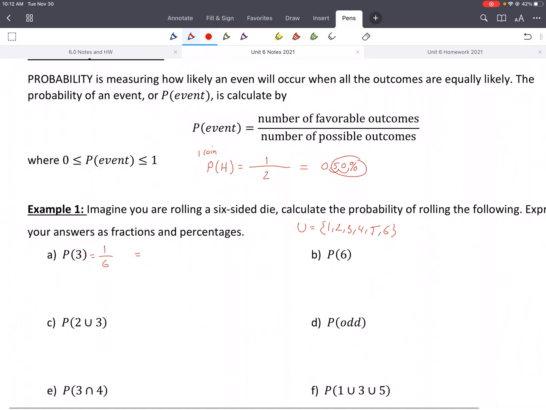All right. So sometimes it's going to ask you to write fractions. Sometimes it will ask you to write down percentages. Sometimes it will ask you to do both. So please make sure you do both. Otherwise, you'll lose half of your points if you only did one way.